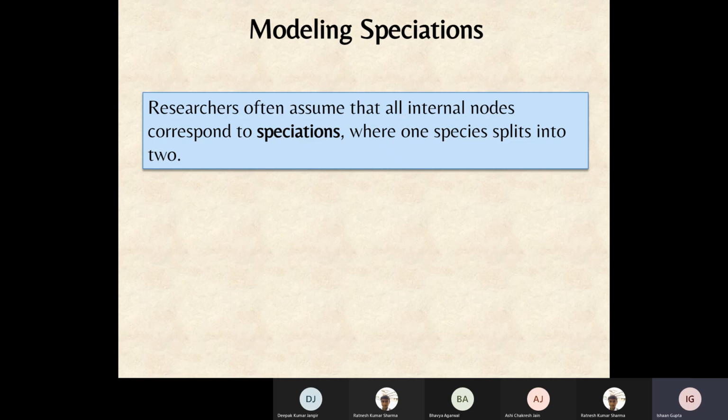In order to motivate the algorithm, I have to talk about a few ways in which researchers modeled speciation. So researchers basically assume that all the present day species are derived from some ancestral species that split at some point of time into two. All right.